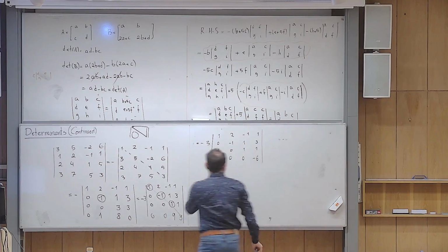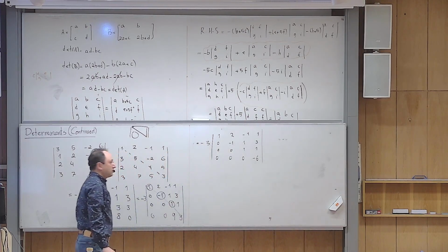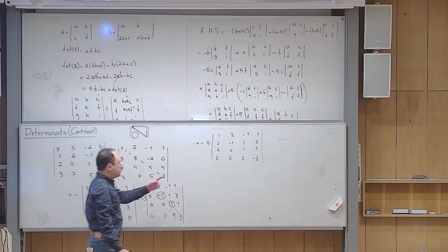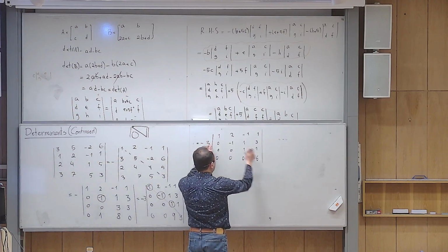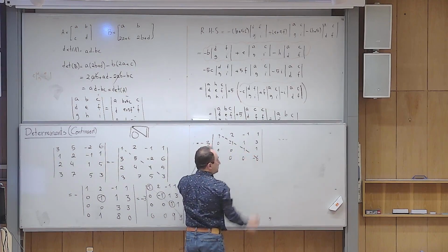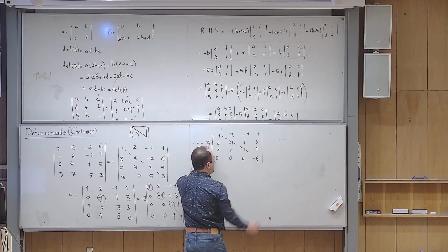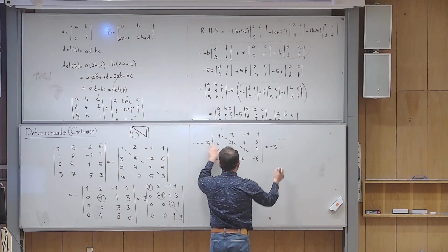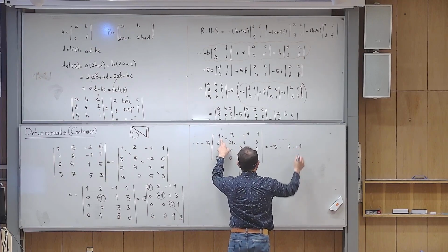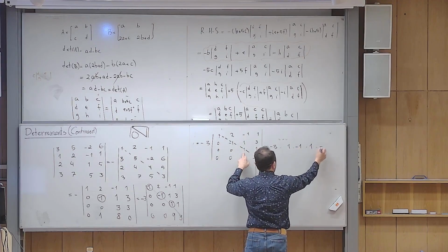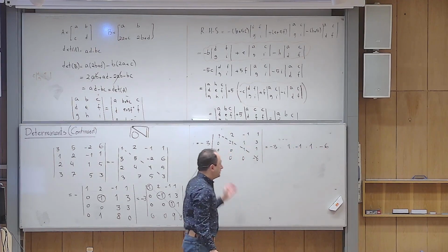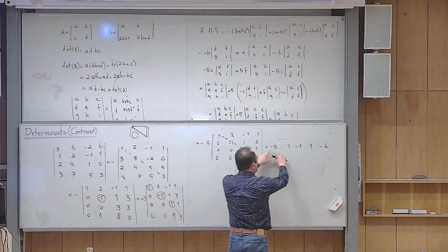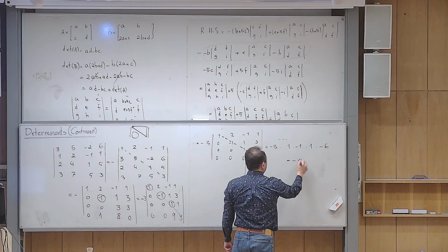Now, is my determinant ready and is it upper triangular? Yes. So if I want to calculate this determinant, it is the product of these numbers. I also have a minus 3 outside. So I have 1 times minus 1 times 1 times minus 6, and if you calculate this, it becomes positive 3, so it's minus 18. Yes?